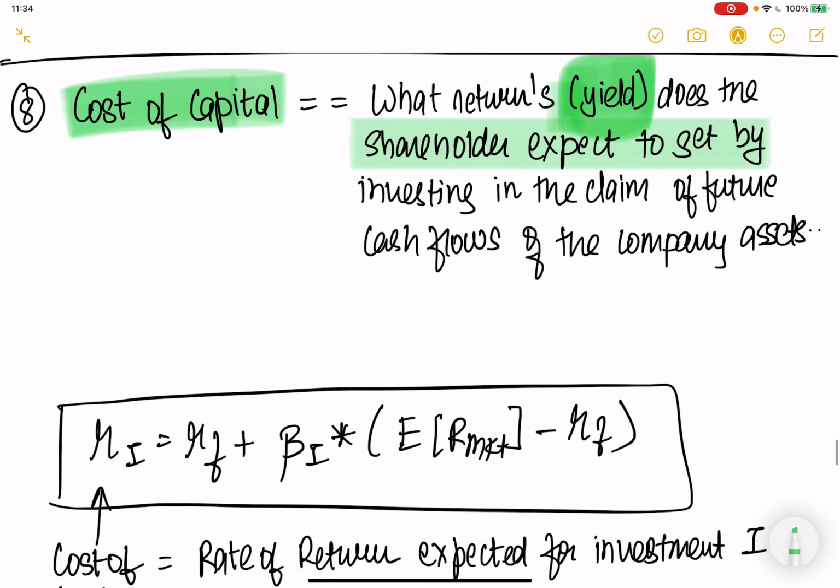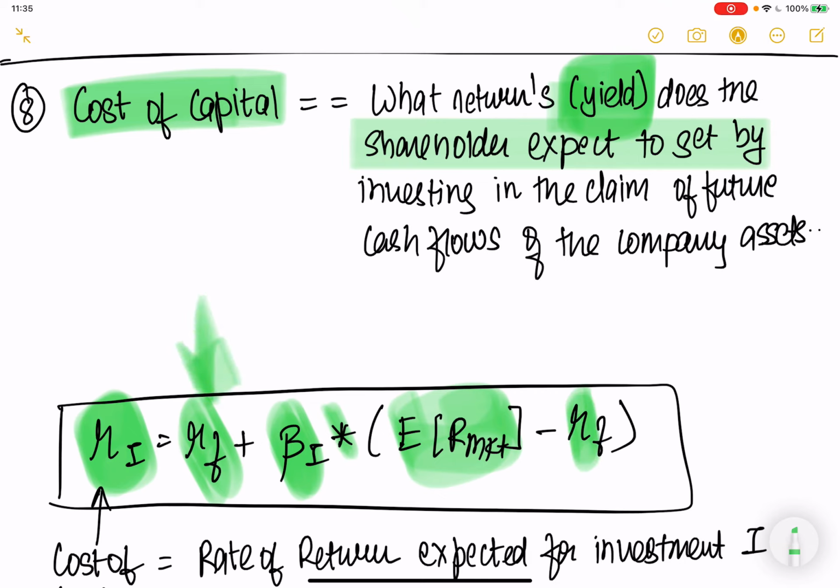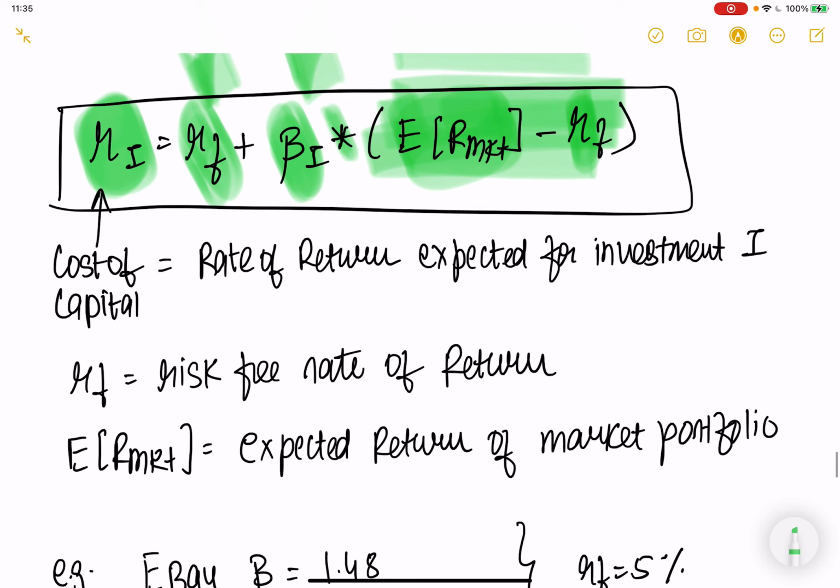So cost of capital, RI, the rate that is expected from this investment I, is the risk-free rate plus beta of the company times the expected return of the market minus the risk-free rate. It's basically saying I want the risk-free rate return plus beta multiplied by the market premium. So this is the market premium, right? Expected market return minus risk-free rate.